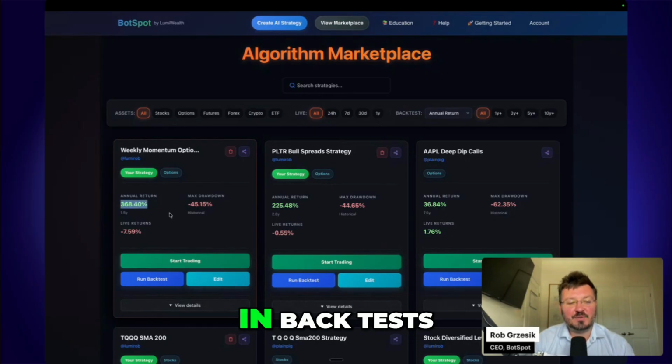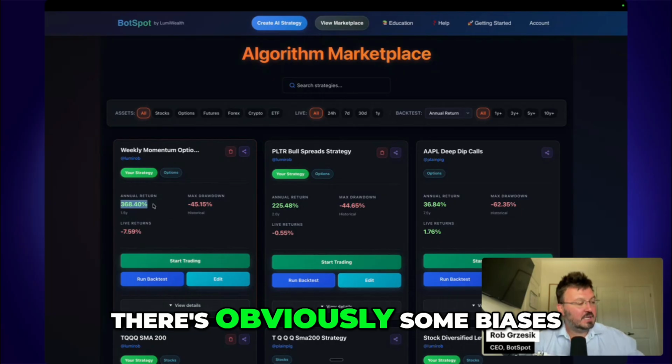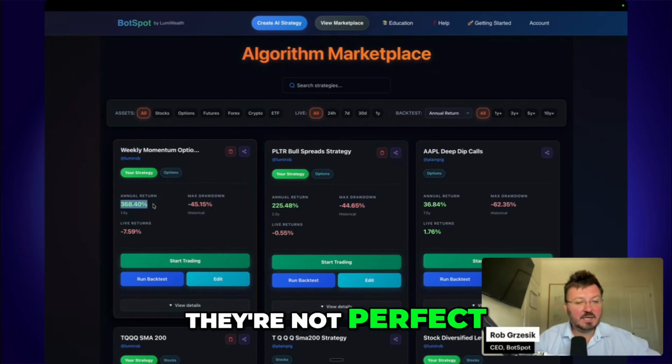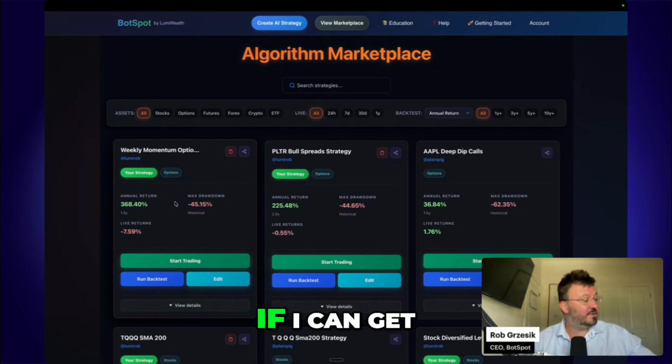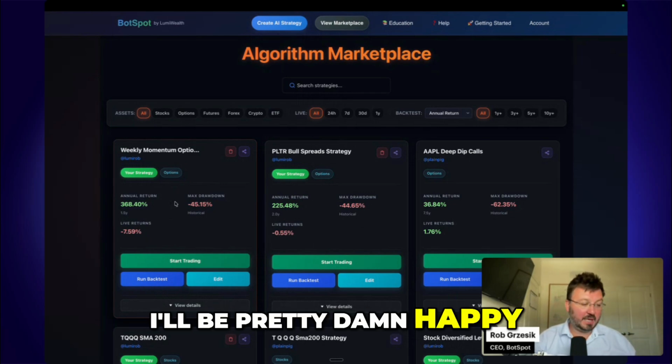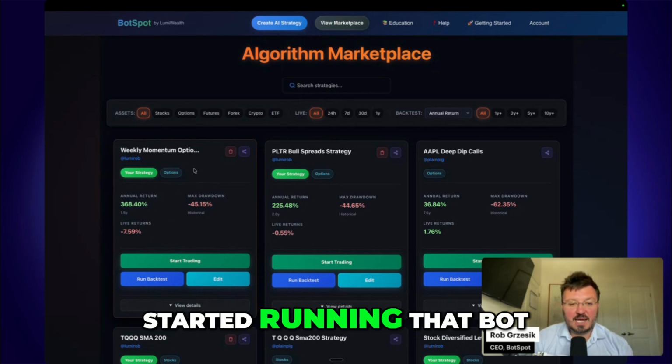Mind you, you can't always believe in back tests. There's obviously some biases in back tests. They're not perfect, but a 368% a year return. If I can get anywhere near that, I'll be pretty damn happy. Which is why I started running that bot.